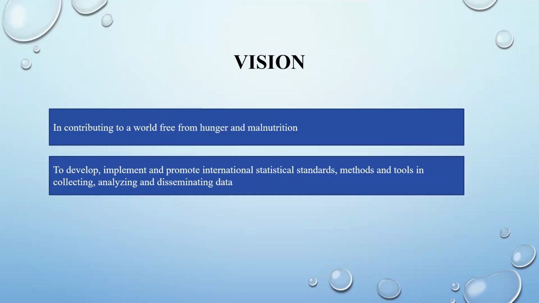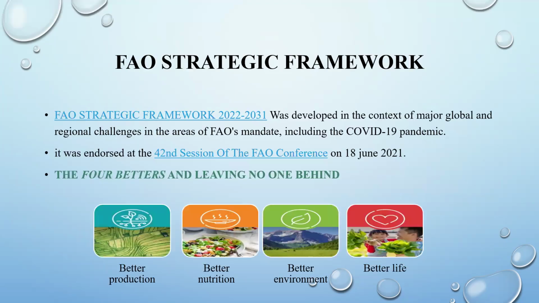What is the vision of FAO? The FAO's vision is in contributing to a world free from hunger and malnutrition, and to develop, implement, and promote international statistical standards, methods, and tools in collecting, analyzing, and disseminating data related to food and agriculture.